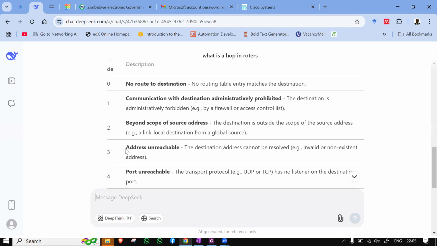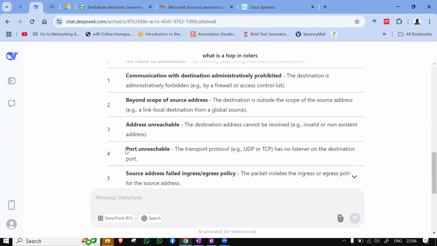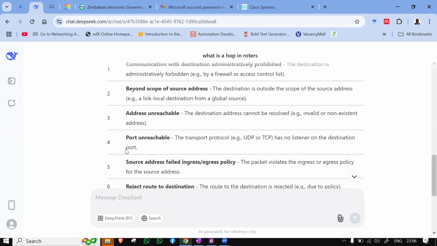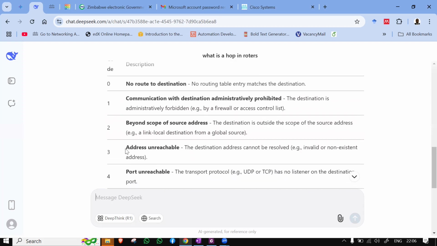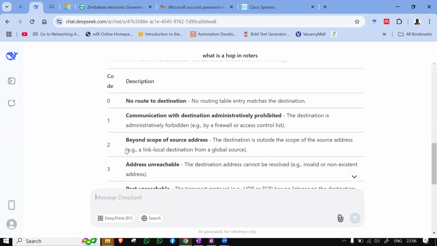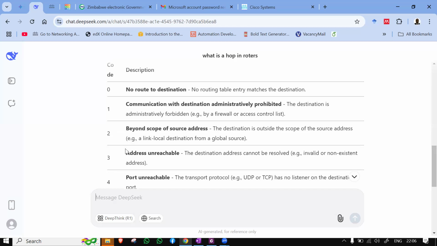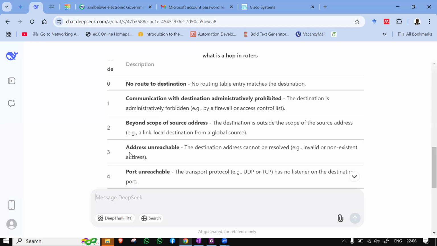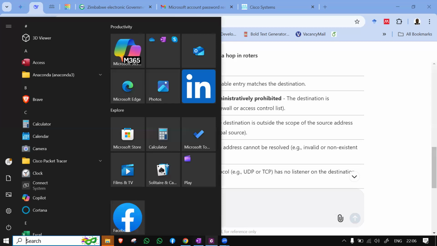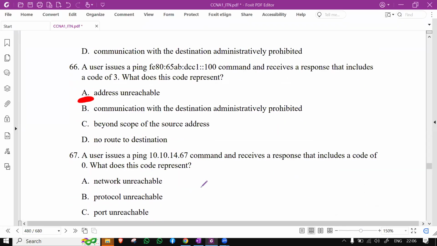Then address unreachable: the destination address cannot be resolved, invalid or non-existent. How? Because this is something to do with resolving MAC addresses. Not sure. Port unreachable, this one I understand. Right. I'll leave this one to you for a better explanation. I'll come back to you, but I see ICMP version 6 codes are still a bit confusing to me. Address unreachable.